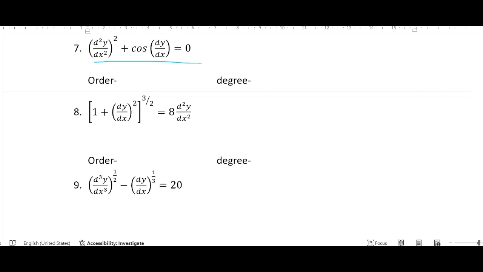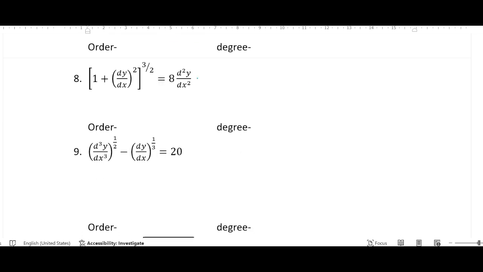Even if you want to get a plain simple dy by dx, you'll have to take this on the other side and do a cos inverse over here, which would put this term in a problematic situation. So you cannot determine the order and degree of that equation at all. Okay, moving on. 8th sub question.